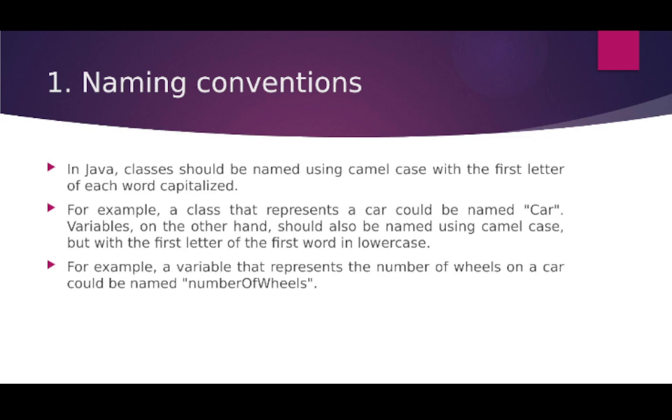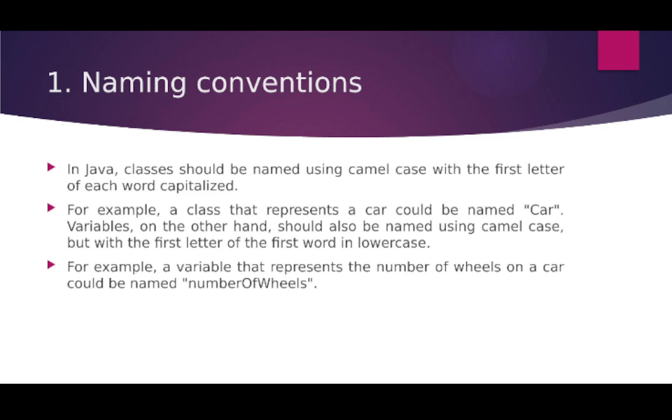If you're programming in Java, you'll want to make sure that you're using the right naming conventions for your classes and variables. For classes, use camel case with the first letter of each word capitalized. For example, if you wanted to create a class representing a car, it could be called Car. Variables should also be named using camel case, but with the first letter of the first word in lowercase. So, if you wanted to declare a variable to represent the number of wheels on a car, it could be called numberOfWheels. Naming correctly will ensure that others can understand your code easier.